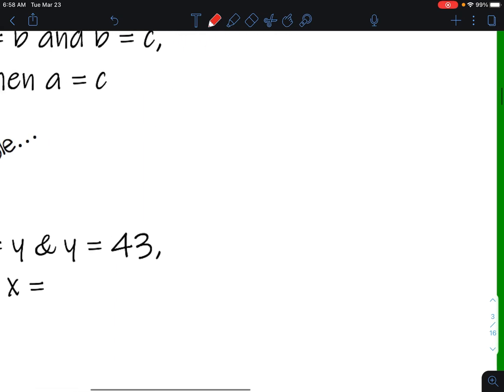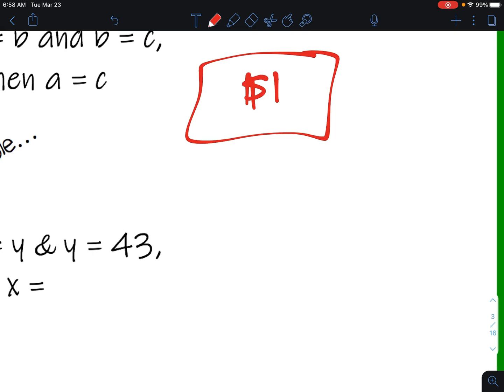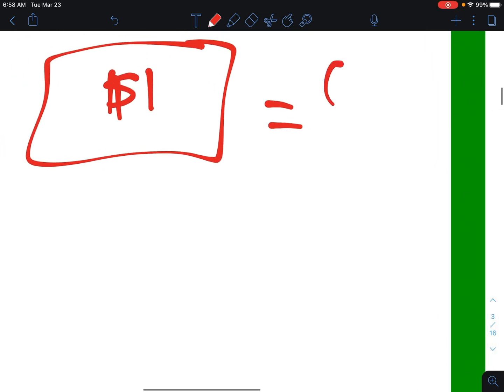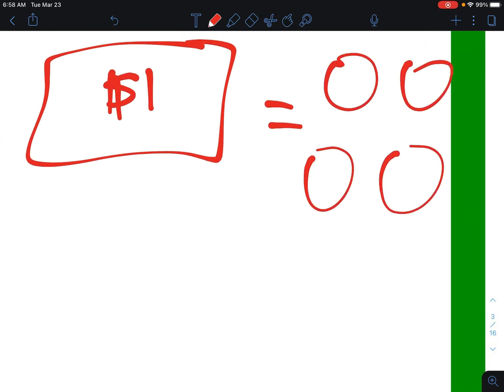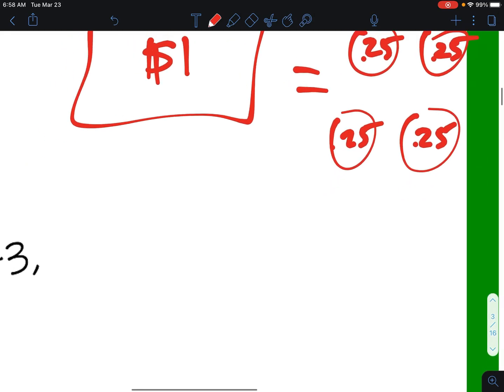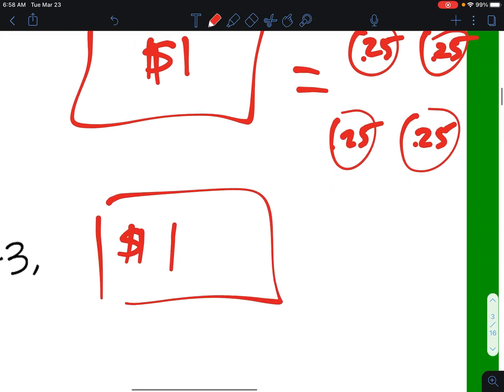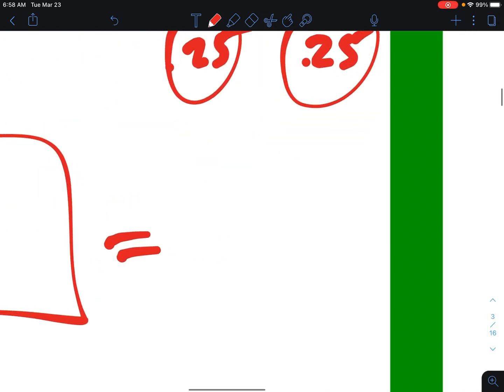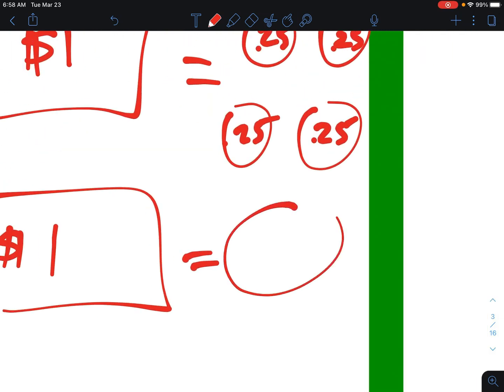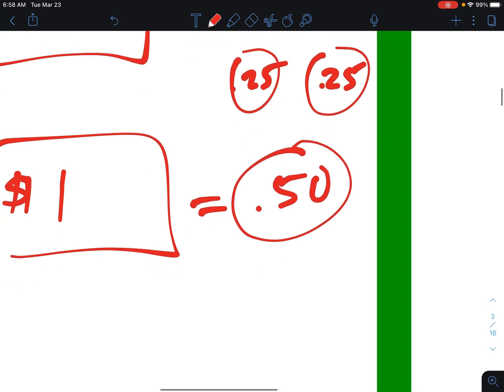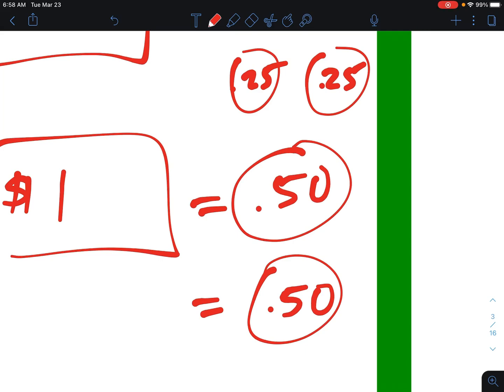I like to think of this. You've got a $1 bill. What does a $1 bill equal? Well, a $1 bill equals 4 quarters, 25 cents a piece. Or a dollar bill is also equal to, because I don't want to draw out 10 dimes, we'll call it 2 big 50-cent pieces.